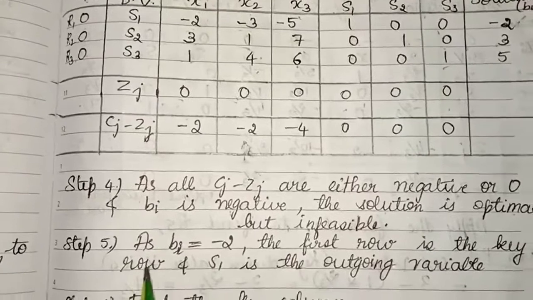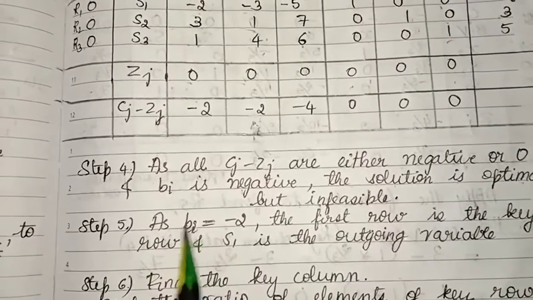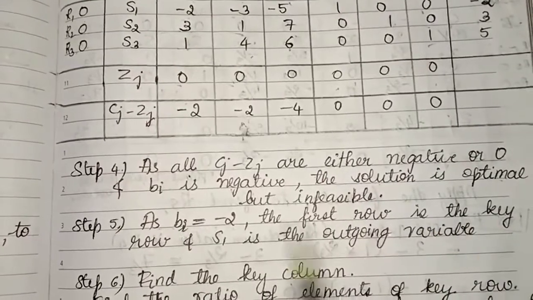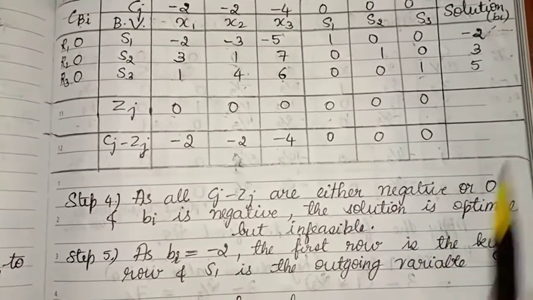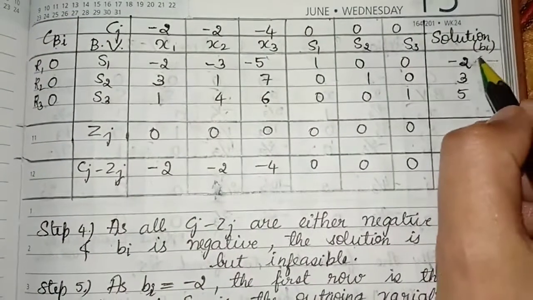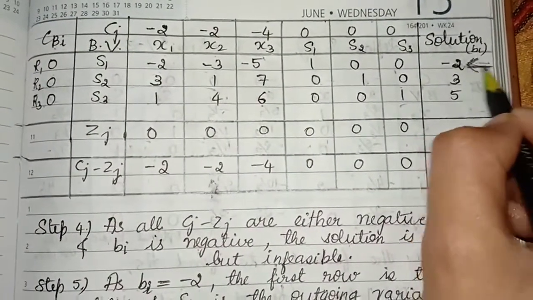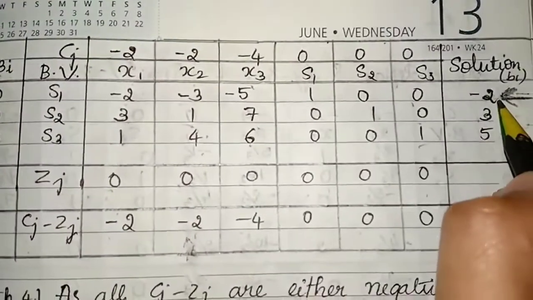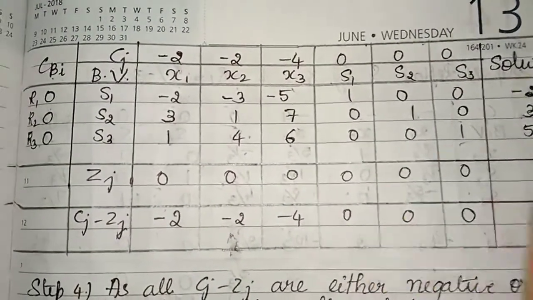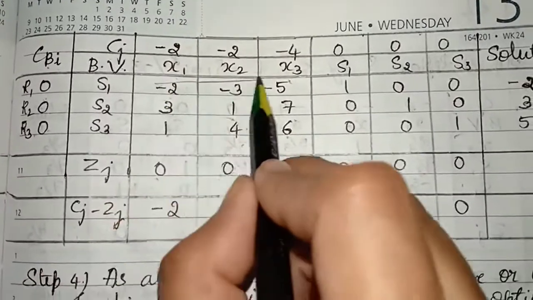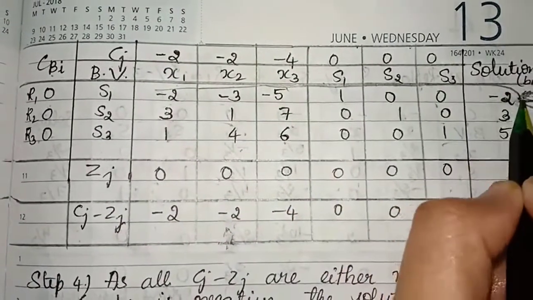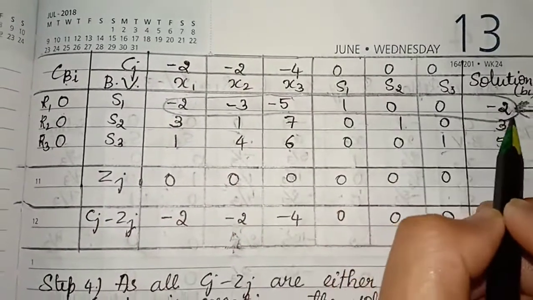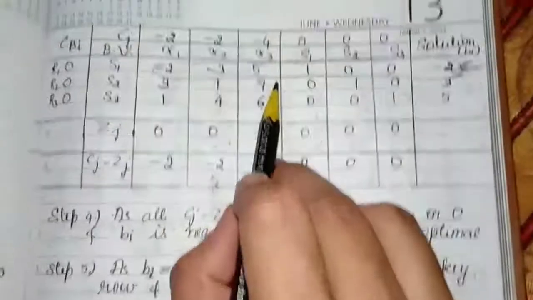So you select this minus 2. As Bi is equal to minus 2, the first row is the key row and s1 is the outgoing or leaving variable. You just find the most negative value from this column. I'll mark it here. This is the key row, or the pivot row.